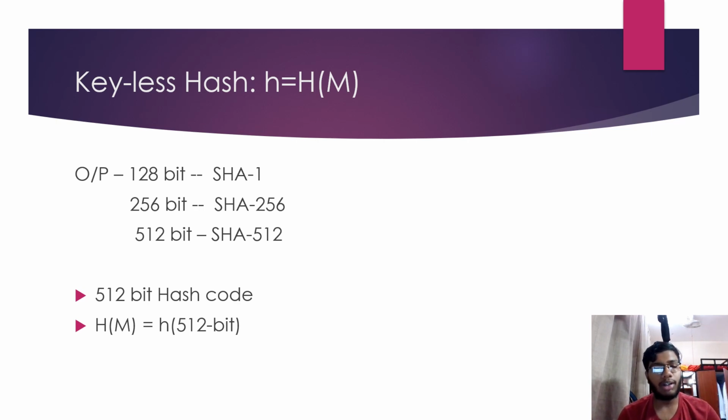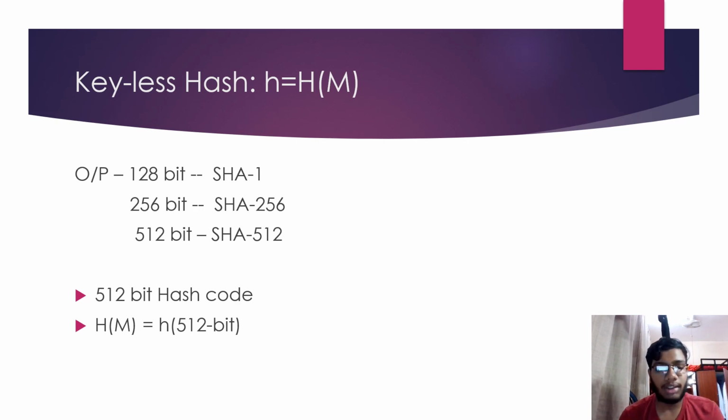We have a few requirements for this h. First, it should be able to handle variable size input but produce a fixed size output. It should satisfy the one-way property, meaning given the output, it should be computationally infeasible to find the input. Then it should be collision resistant. So these are the requirements that are necessary for designing a hash algorithm.